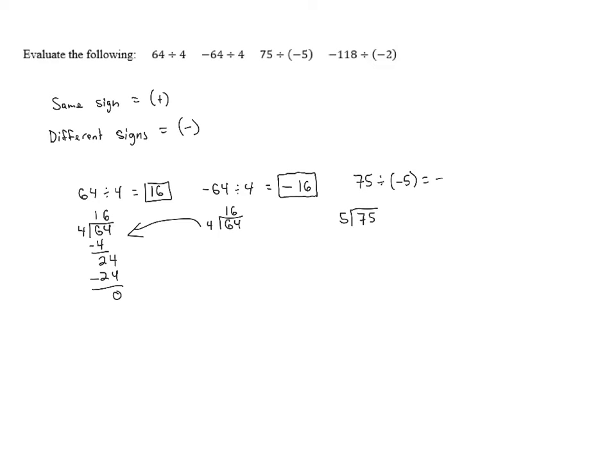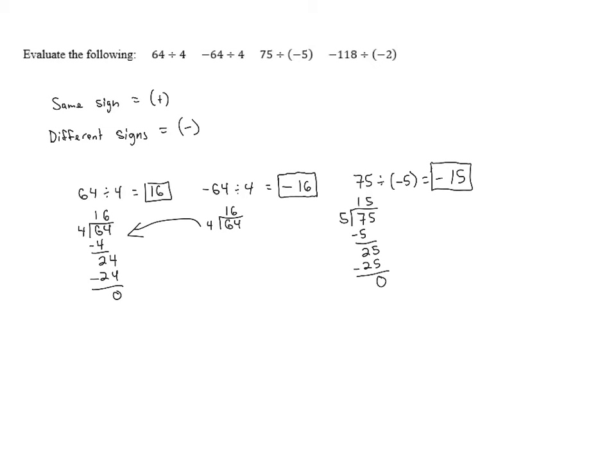75 divided by 5. 5 goes into 7 one time. 1 times 5 is 5, leaves us with a remainder of 2. We bring down the 5. 5 goes into 25 5 times, exactly. And so in the end, our answer, which we said was negative, is going to be negative 15.